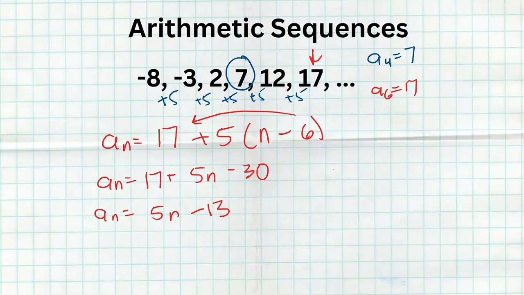Pretty simple. So key things to keep in mind: arithmetic sequences are equivalent to linear functions with the only exception of the domain, what you're allowed to plug in. With linear functions, you can plug in anything you want, but with arithmetic sequences, you can only plug in these positive whole numbers. But building that formula for any term is really simple.